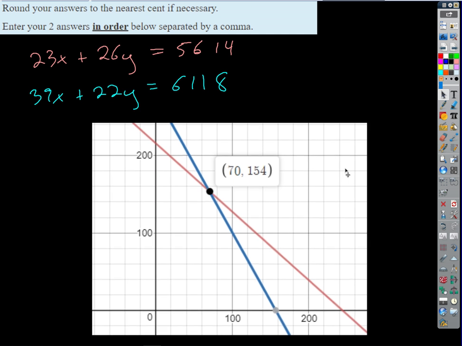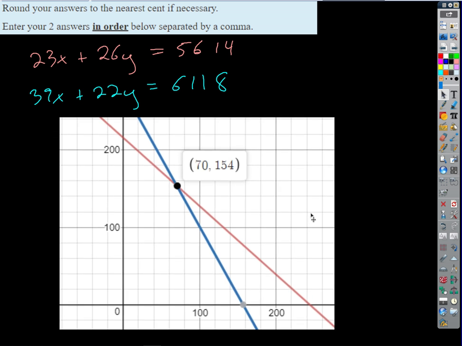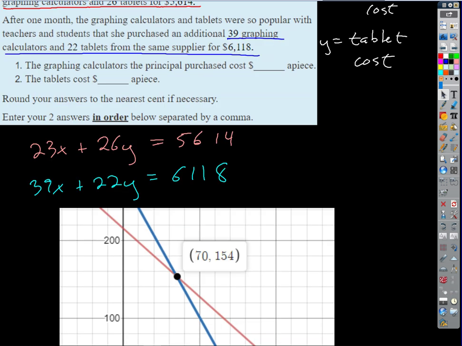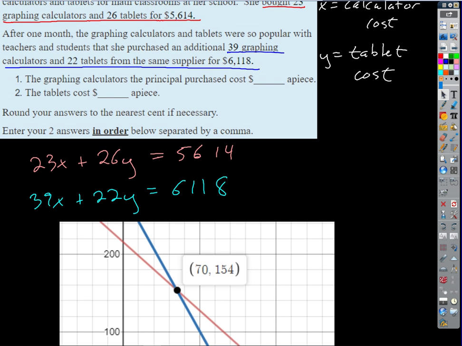So what's that tell us? One of them is $70 for the X. Which one's $70? Yeah, the X. So that was the graphing calculators, right? So we know that the cost of a graphing calculator is $70. And we know that the cost of a tablet is $154, right? Got it.